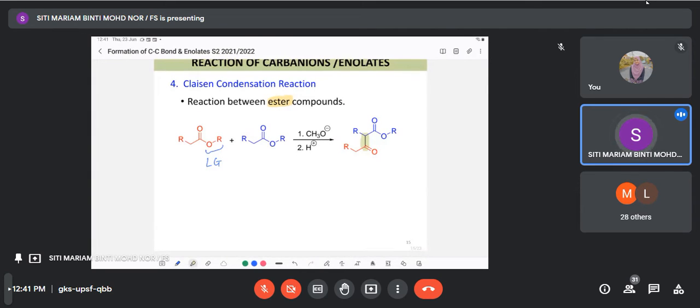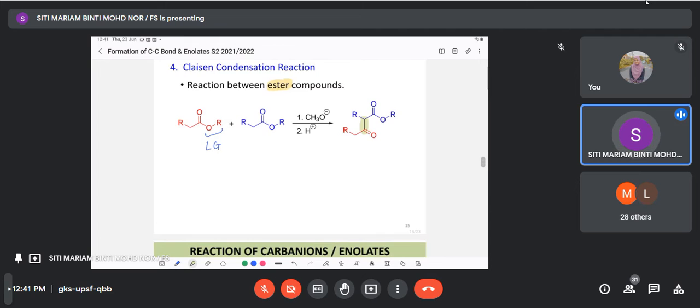For the mechanism, you can try by yourself, same concept as before. The first thing, you must produce the carbanion enolate. After you produce the enolate, you react with the second molecule of ester, and then you proceed until you remove the leaving group and get the end product. You try by yourself.